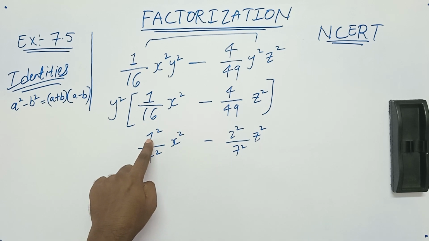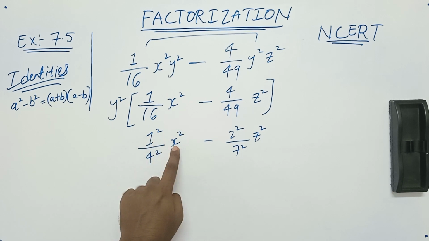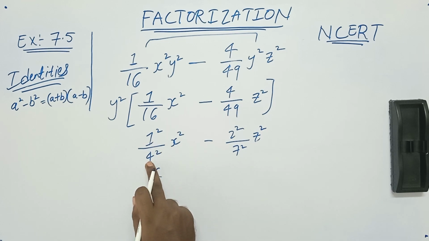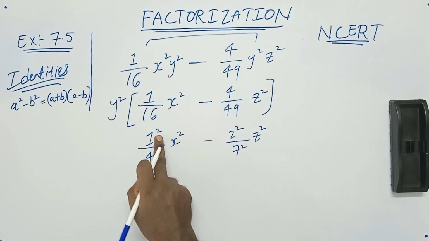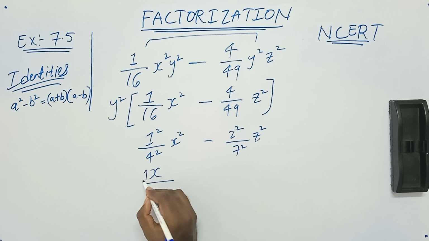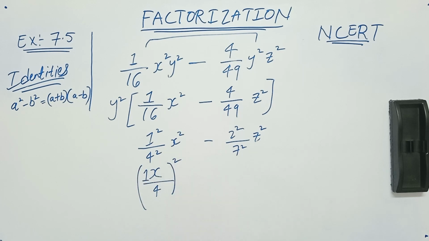So here 1 square times x square. If you just observe 1 and x, their powers are the same. So what you are going to do is multiply the bases first, right? Multiply the bases. And here you have a 4 and here you have a 1 and their powers are the same. So now what we are going to do is divide the bases. It becomes 1x upon 4 over whole square. So it becomes 1x upon 4 whole square.